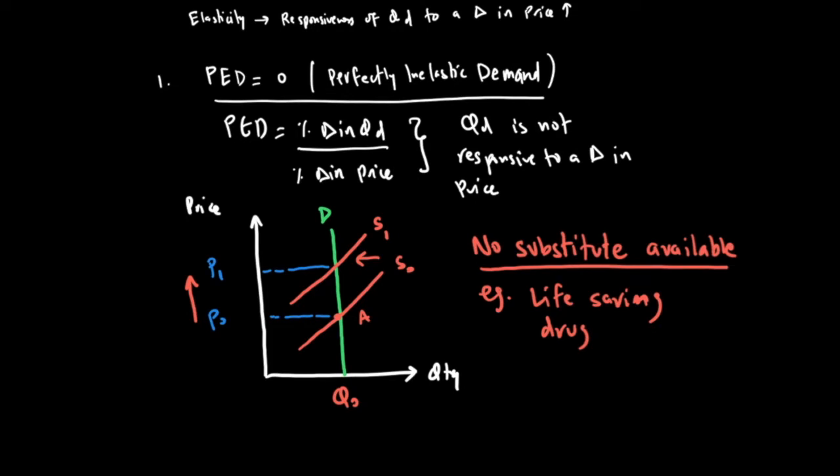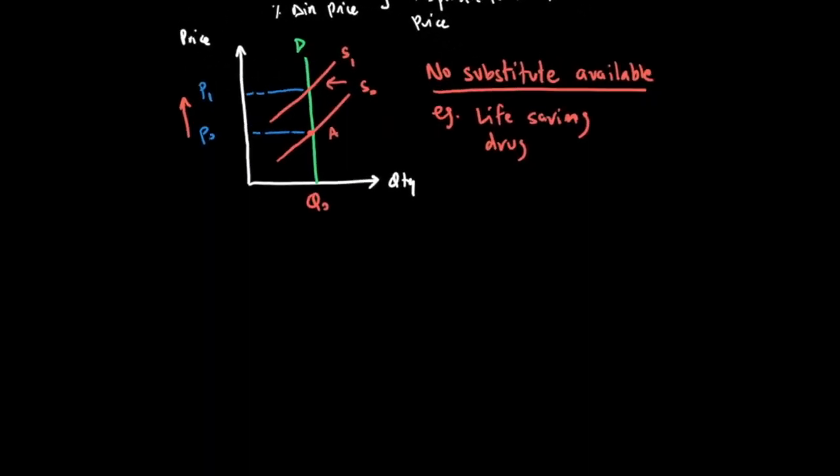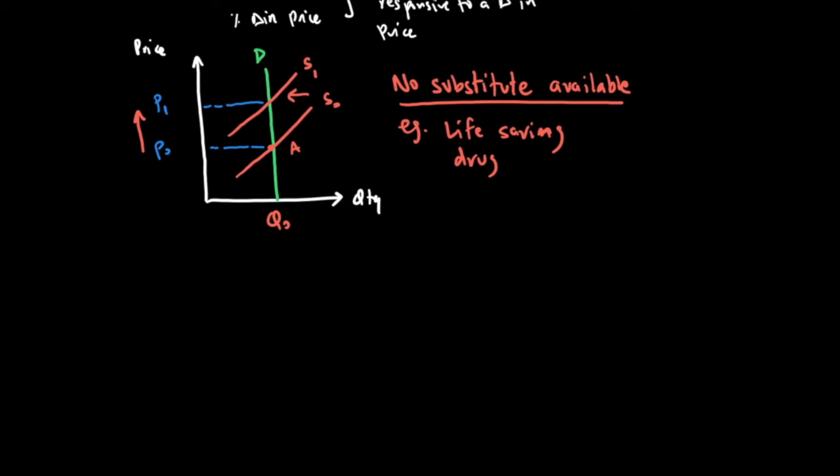The next value of PED that we want to explore is where PED is between 0 and 1. So let's write number 2. This is where PED value is between 0 and 1. And this is what we call a relatively inelastic good.